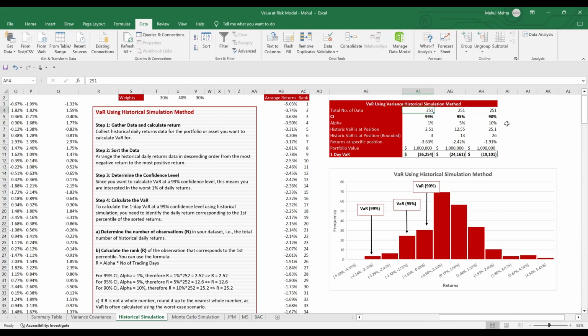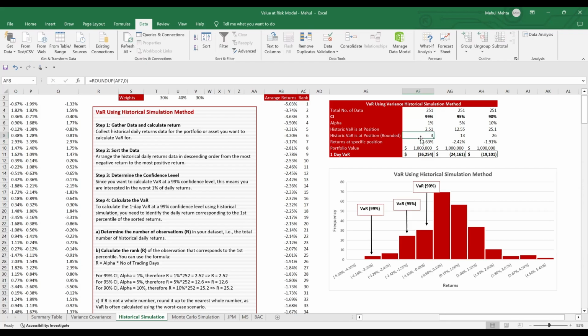So once you have your total number of trading data, you need to check the confidence interval. Let's say we are considering the 99% confidence interval. If you're 99% confident, then your uncertainty is nothing but 1%. So we basically multiply the total number of data that we have with your uncertainty. This will give you 2.51.